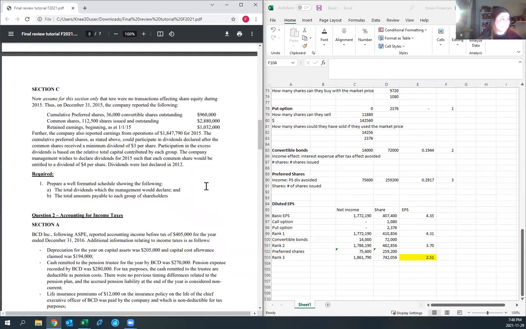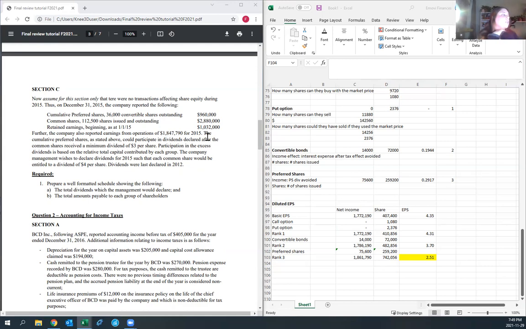We have section C. Long question. Now assume for this section only that there were no transactions affecting share equity during 2015. Thus, on December 31st, 2015, the company reported the following. So then they give us the cumulative preferred shares, the common shares, and the retained earnings. Further, the company also reported earnings from operation of $1,847,000 for 2015.